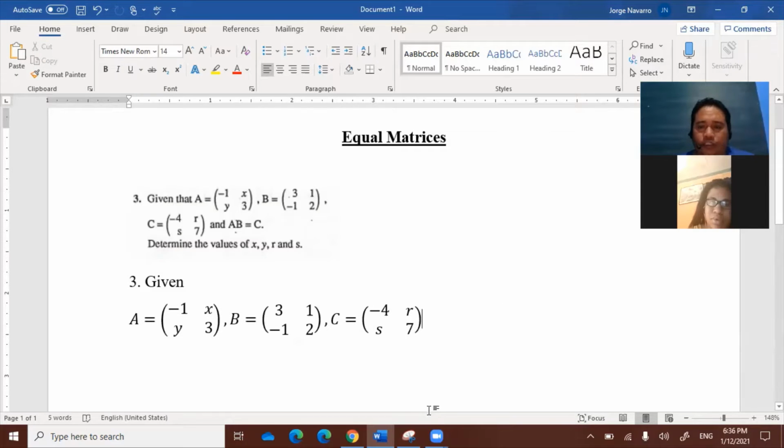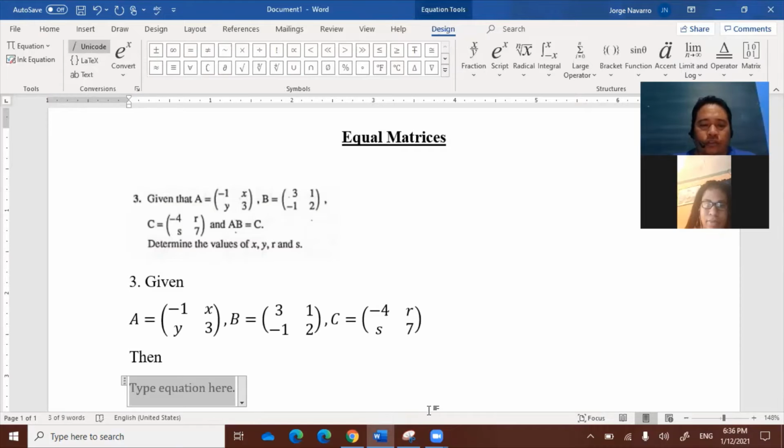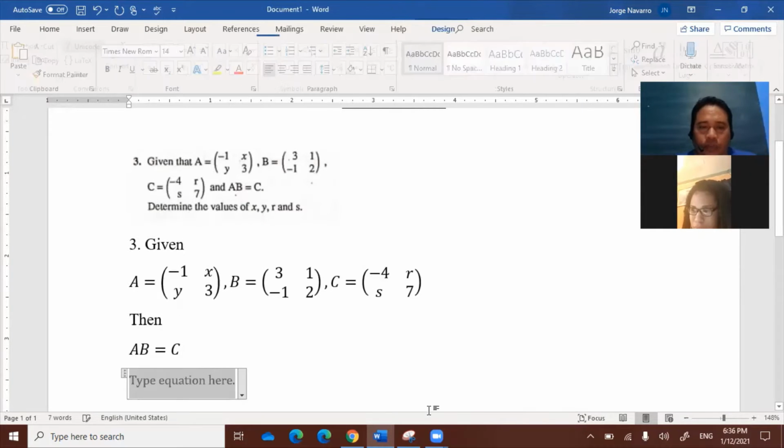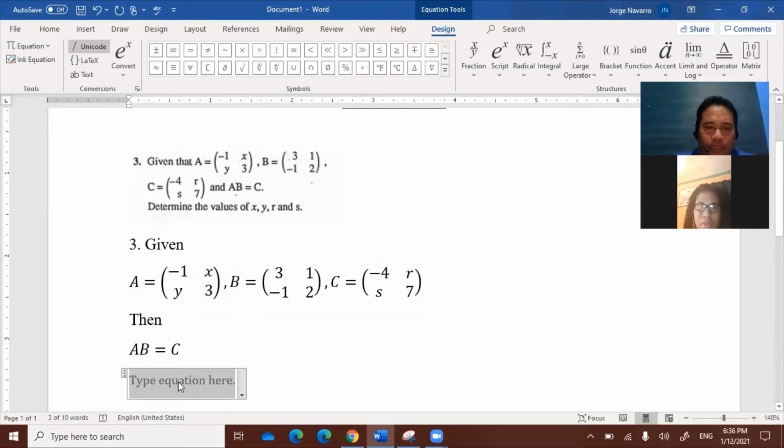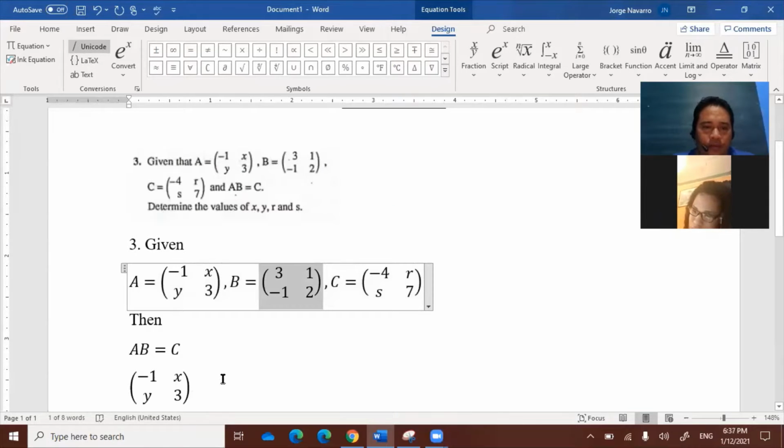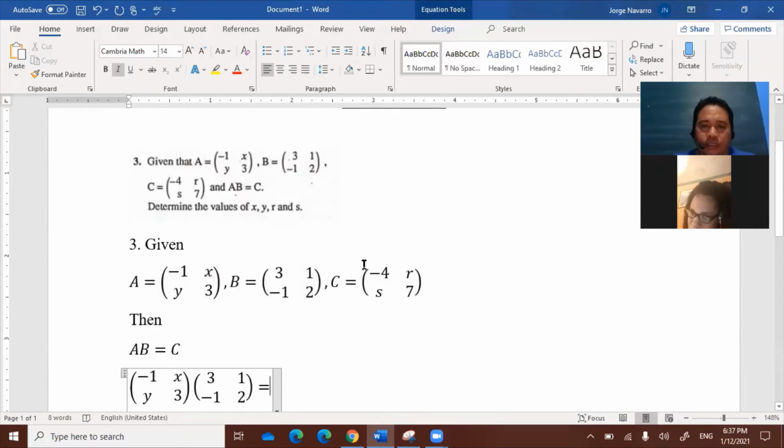Let me put it on the side as it should be. What we're looking for is to solve the following: we are to solve A times B equals C. And so we can begin the process. I'm going to copy what I need because I don't want to click on it all the time. So that's A. I'm going to copy B and paste it there, equals C, again just using copy and paste. So it's [-1, x; y, 3] times [3, 1; -1, 2] equals [-4, R; S, 7]. Okay, so that's our first step.